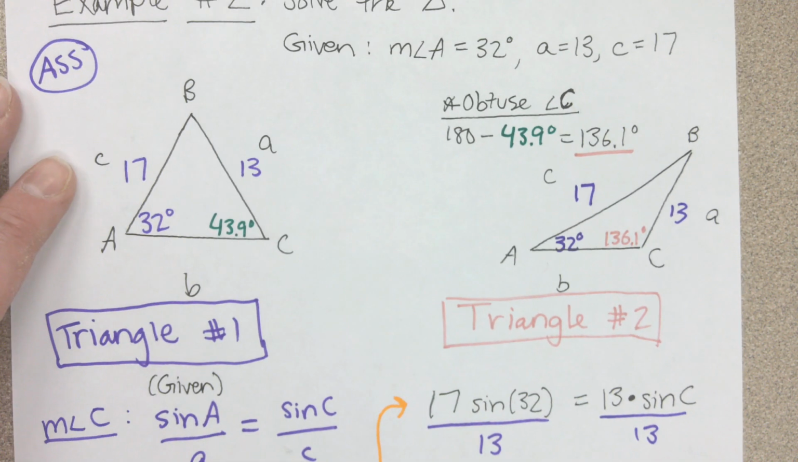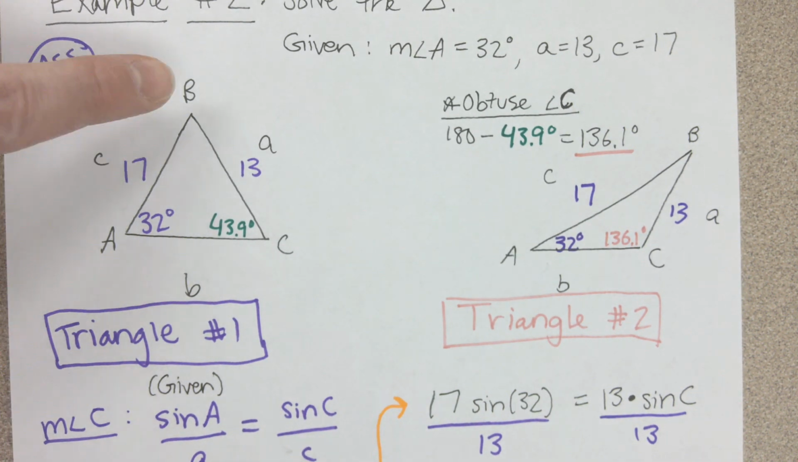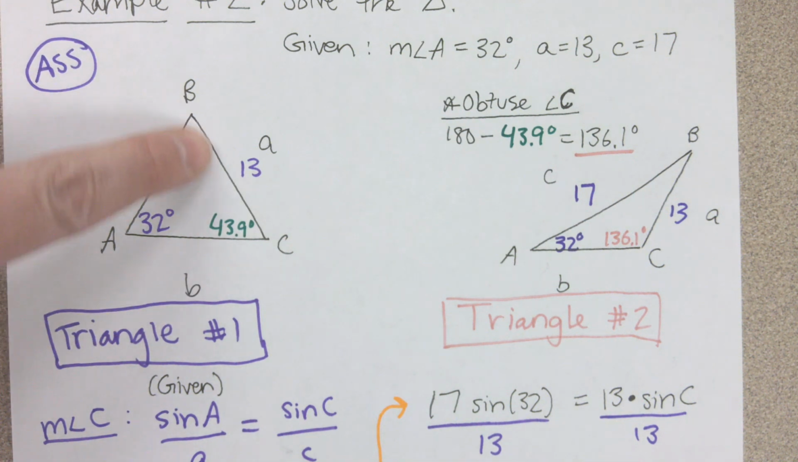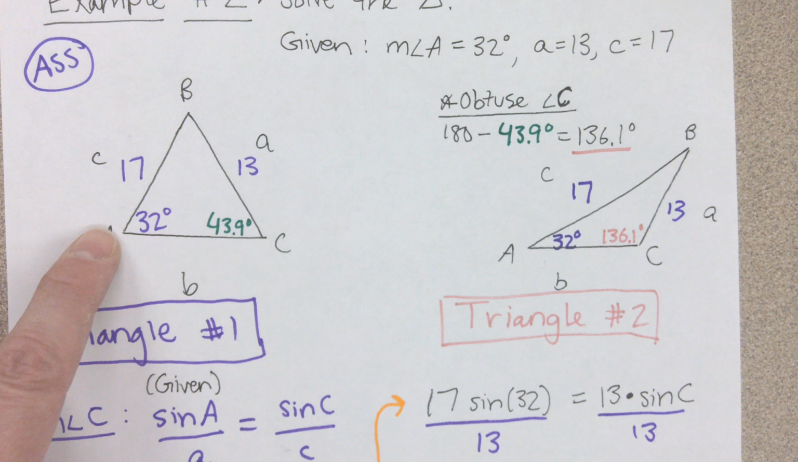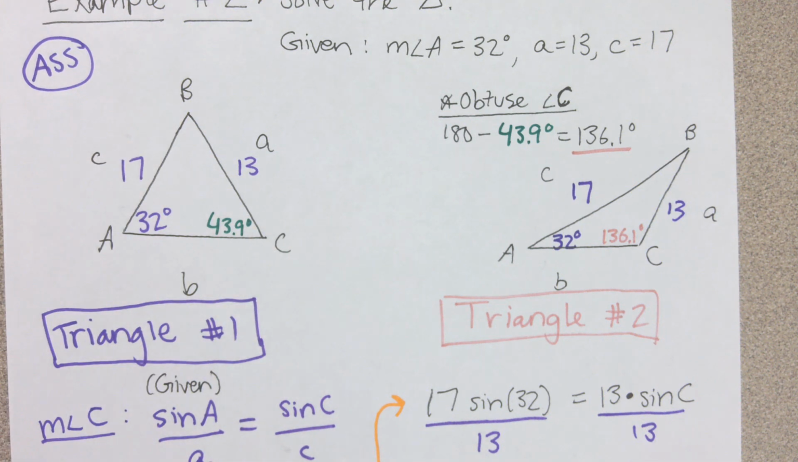Okay, so looking back at triangle 1, we need to find B, angle B, and side B. So we're missing both B's. And let's go for the angle. Because we already have 2 of the 3 angles, we can easily find angle B.